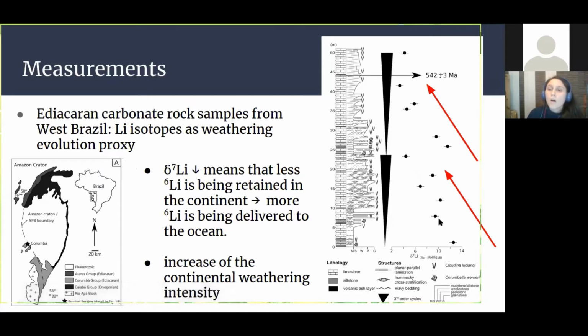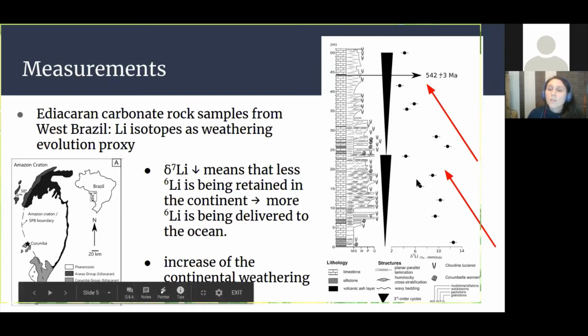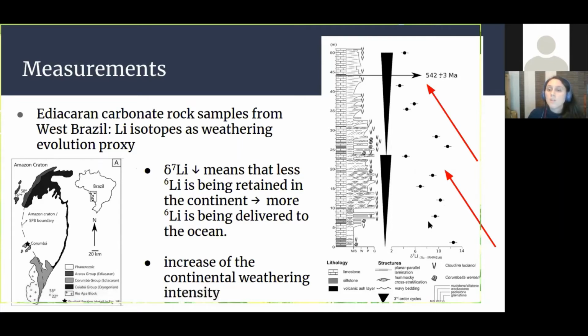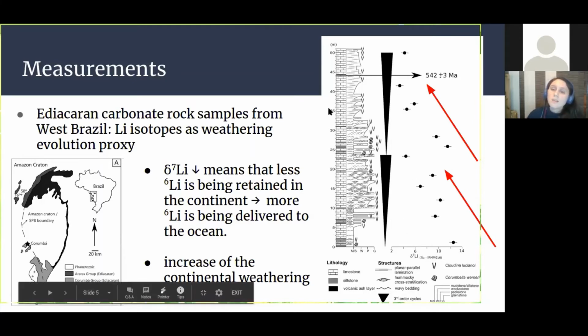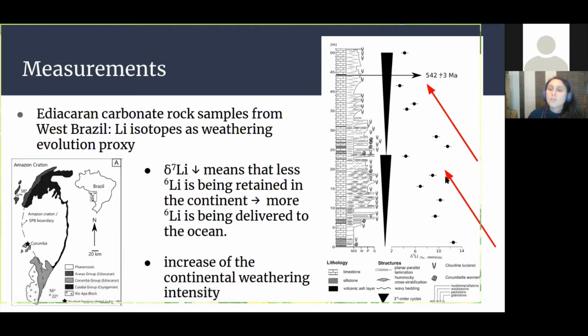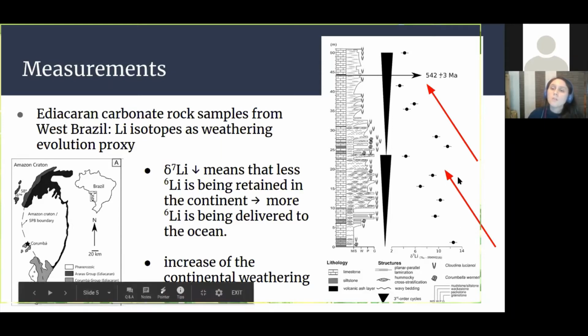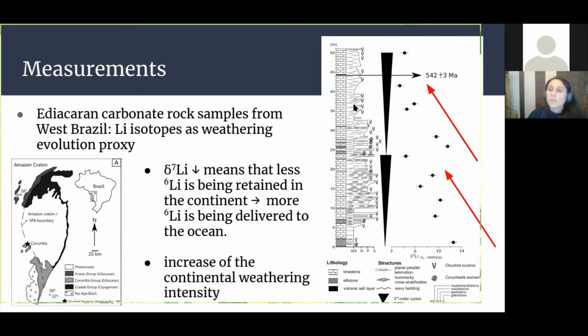So these dots over here are the delta 7 lithium measured from the rocks. And what we can see is that between the period that we are analyzing, we have two important decreases in delta 7 lithium occurring during this period.